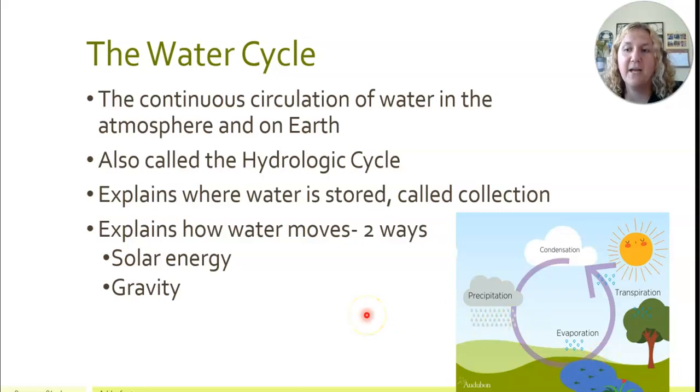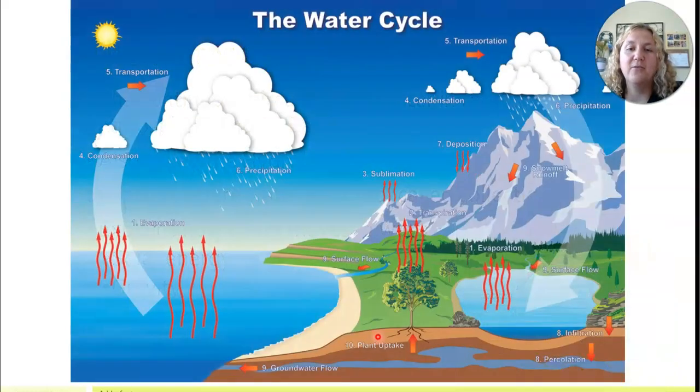Now, this is a very basic way to look at the water cycle, and we're going to look at it in a little bit more in-depth way. Normally it just doesn't happen in a small little cycle, and a lot of times clouds move. So in this diagram, it talks about transportation of clouds that are able to transport water to other places that are nowhere near where the initial evaporation happened.